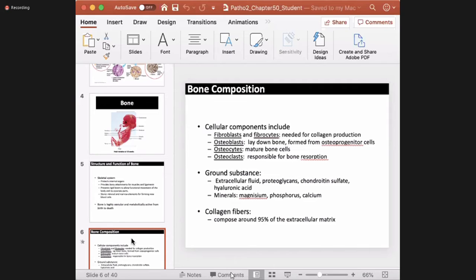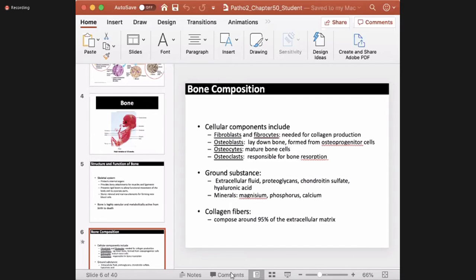So fibroblasts and fibrocytes are connective tissue cells that are important for collagen production, right? Osteoblasts lay down new bone, right? Remember when you think of blasts, they are like immature cells that are usually making our extracellular matrix, synthesizing the extracellular matrix, secreting the extracellular matrix. So your osteo for bone, blast for these types of cells, lay down new bone. Your osteocytes are your mature bone cells that live within the bone matrix, and then your osteoclasts are responsible for bone resorption.